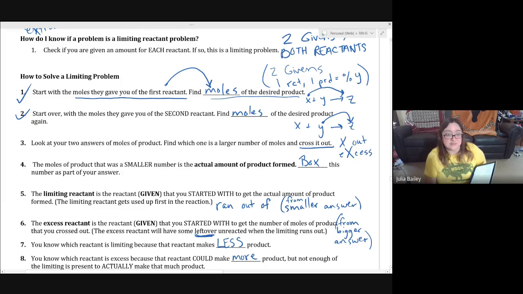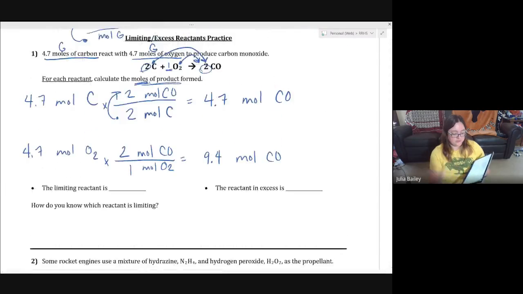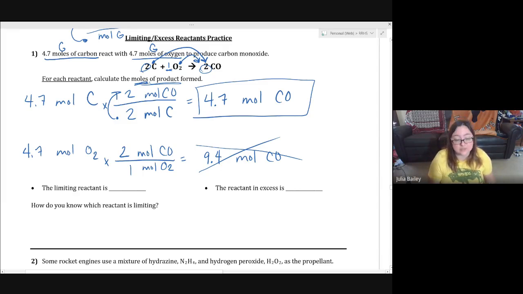Now we got to decide some stuff. Look at your 2 answers. Which one is the larger number? You cross out the one that's the larger number, and the one that's the smaller number, you box as your actual answer. So larger number, we X out the excess, 9.4, that's too big. 4.7, our smaller answer, that's the one we're going to box as our actual answer.